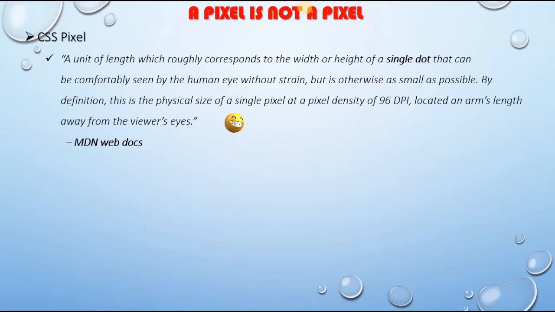Okay, let's just put this one behind us and let me explain what they wanted to say. What they are trying to say is that they want 96 pixels, which we write in our CSS as px, to fit in 1 inch as viewed from the device screen.